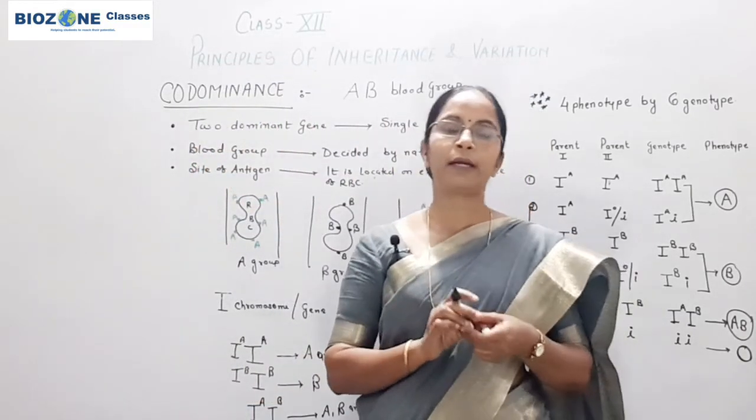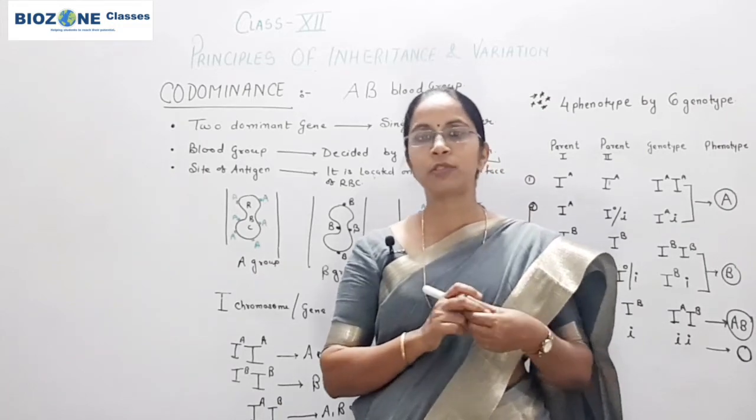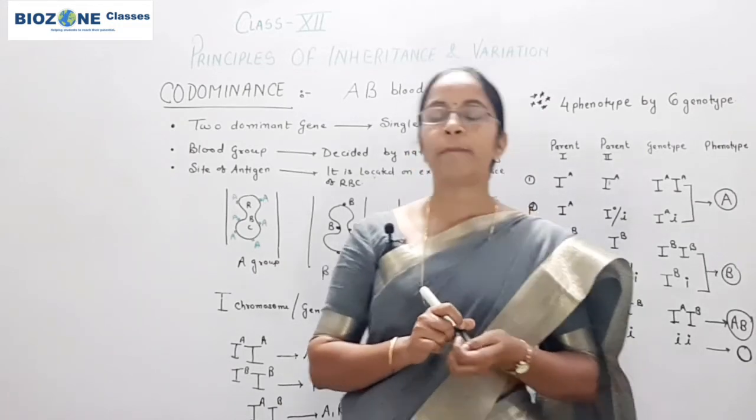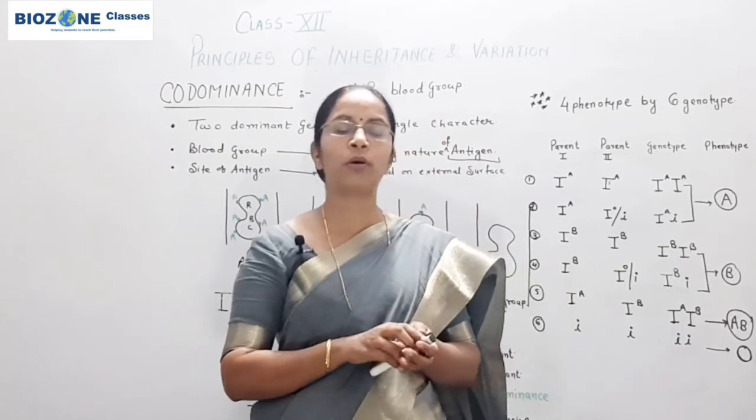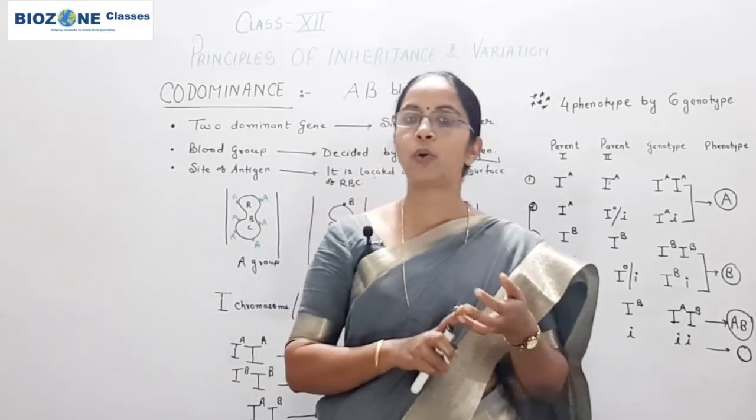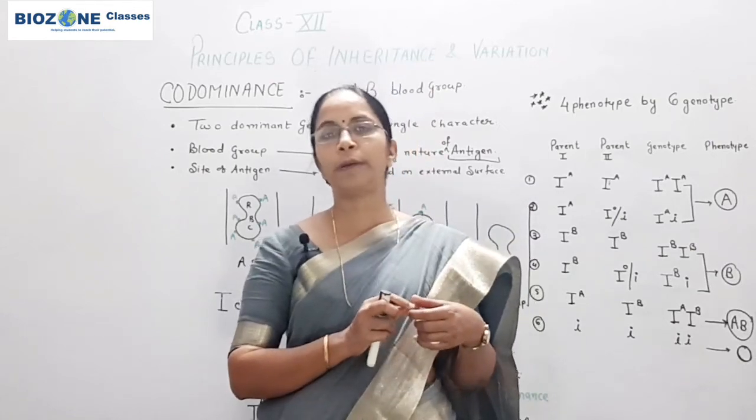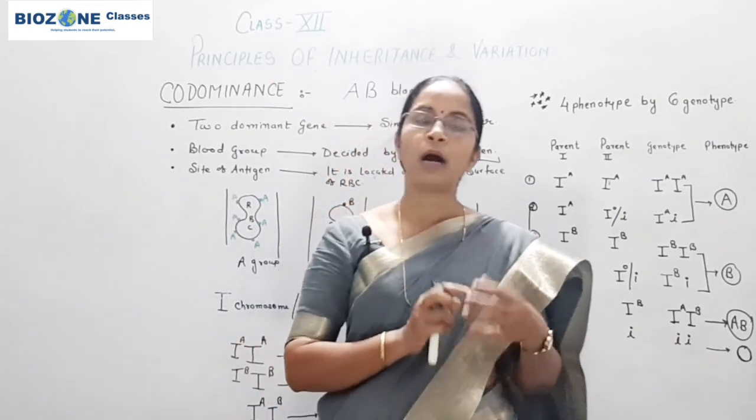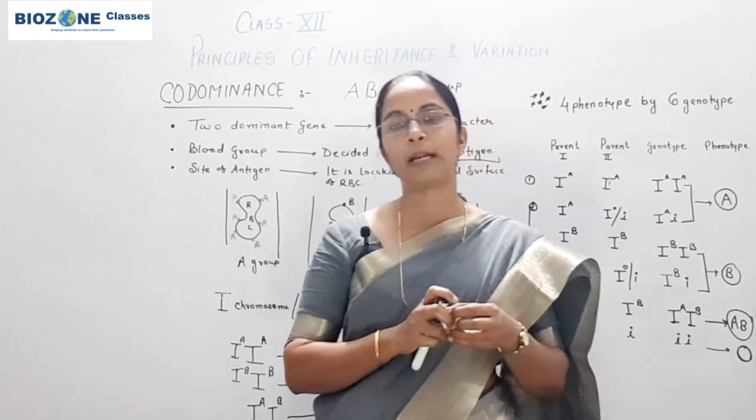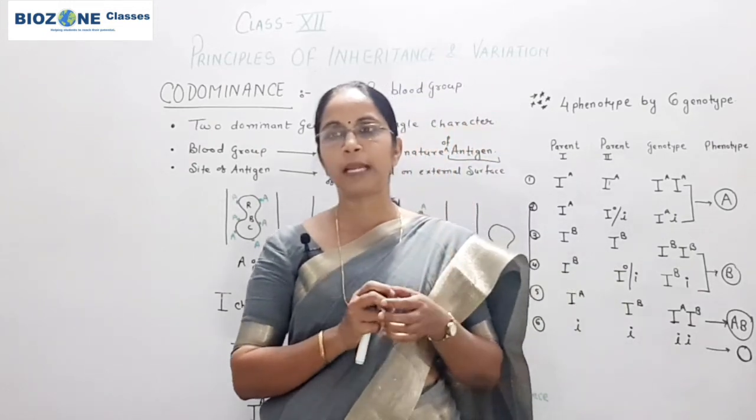You prepare it very well. In the next session we come towards multiple allelism, because blood groups also show one another: A, B and O blood groups. The AB blood group is the codominance example, and blood group A, blood group B and O are the example for multiple allelism. So what is multiple allelism?